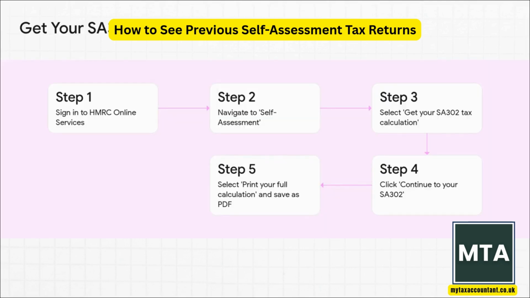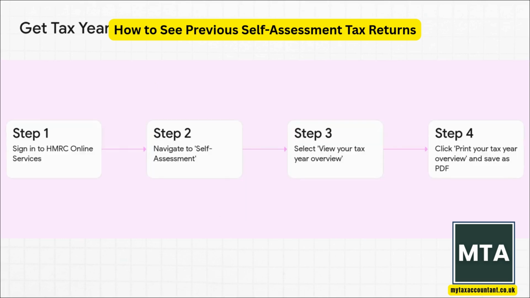Okay, first up, the SA 302. Once you're logged in, go straight to the self-assessment section. The option you're looking for is pretty clearly labeled Get Your SA 302 Tax Calculation. You'll click through a couple of screens, and then you'll see an option to print your full calculation. Now here's the trick. You're not actually going to print it. Just use your computer's print function to save as PDF. Easy.